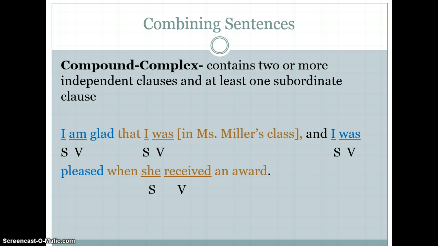Again, we would have a complex sentence. Independent clause, subordinate clause. That makes it complex. However, when we also combine them, the I am glad and the I was pleased, with that and, now we've made it compound complex.